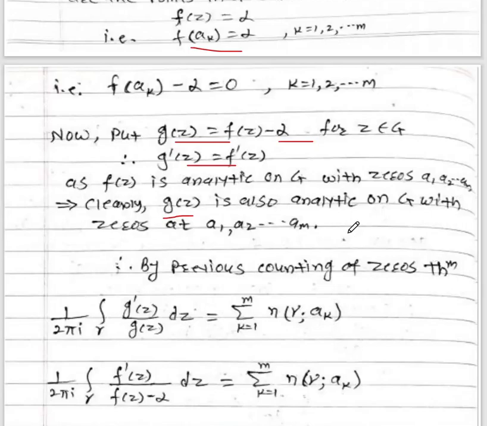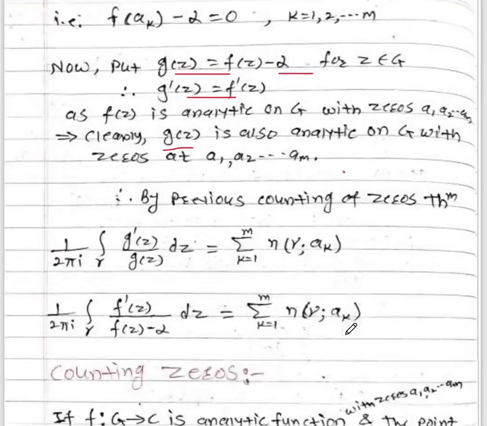If you take the integration of this term, you will get g of z equal to f of z. If f of z is analytic, then g of z is also analytic on the region G with zeros a1, a2, am. Therefore, by using the previous theorem, the counting of zeros theorem, we can write 1 upon 2 pi i integral over curve gamma g dash of z upon g of z dz equal to summation k equal to 1 to m index of closed curve gamma at a point ak.